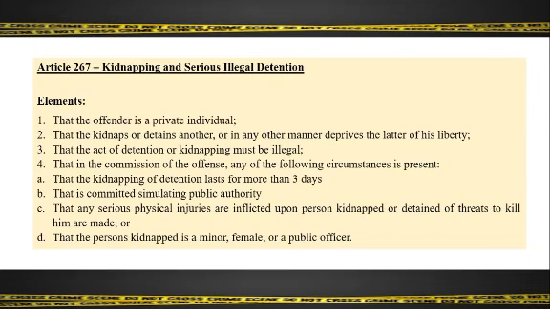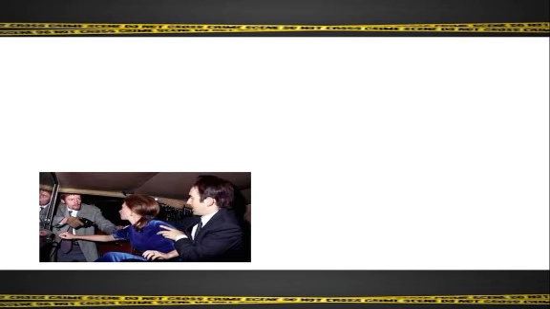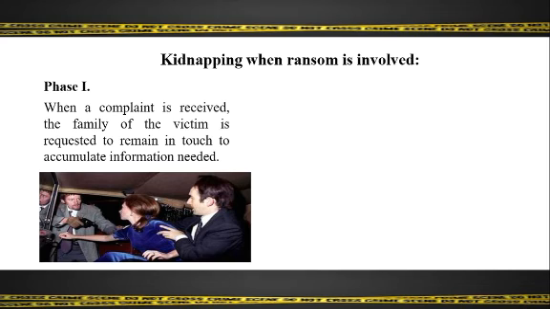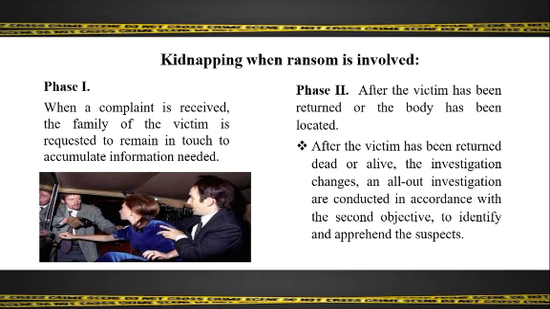So there are important factors in kidnapping cases. There are 2 important factors: the safe return of the victim and the identification and apprehension of the suspect. So, kidnapping when ransom is involved. First is phase 1 and phase 2. Sa phase 1, when a complaint is received, the family of the victim is requested to remain in touch to accumulate information needed. So there is information that must be taken under this phase 1.